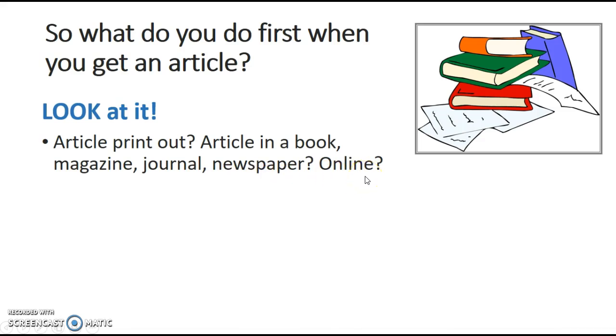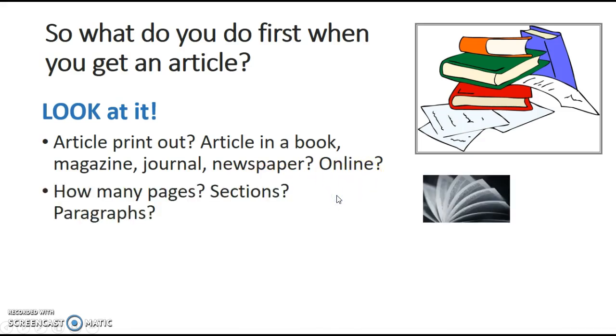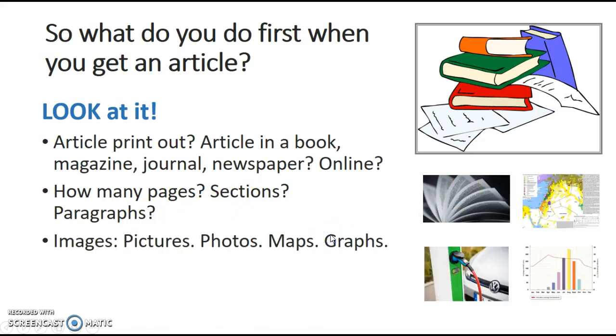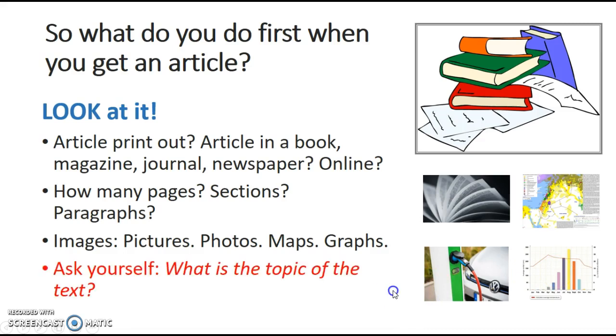Are you reading online? How many pages? How many sections? How many paragraphs? And what else is in the article? Do you see pictures or photos or maps or graphs? All of this can give you information about the article. So what you need to do is ask yourself, what is the topic of the text? What is this text about?